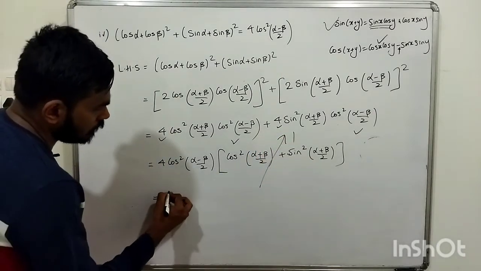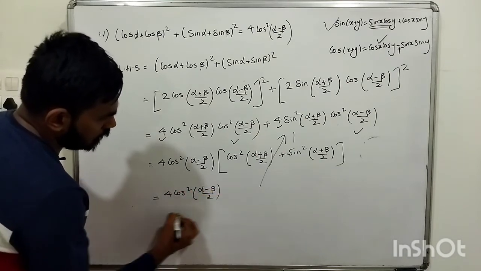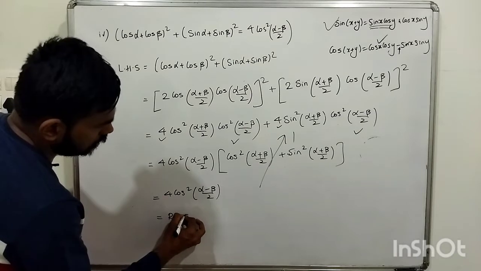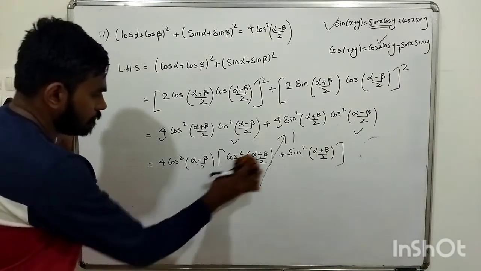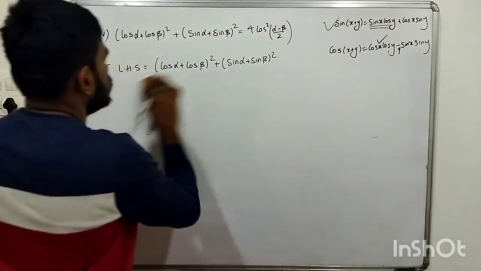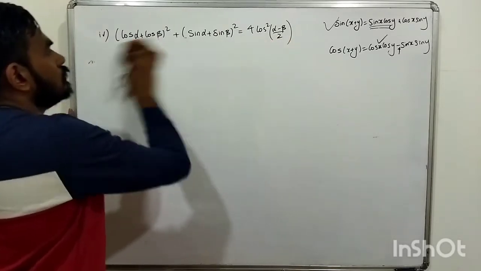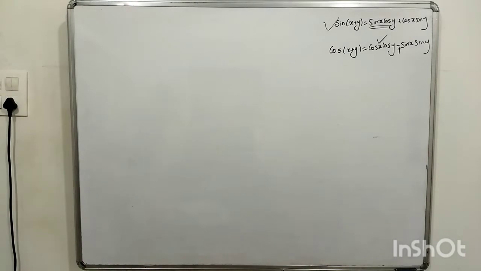So what remains is 4 into cos square (alpha minus beta) upon 2, which is equal to RHS, correct? Hence we have proved this. Next. This type of problems will come, simple problems, sir. Next.